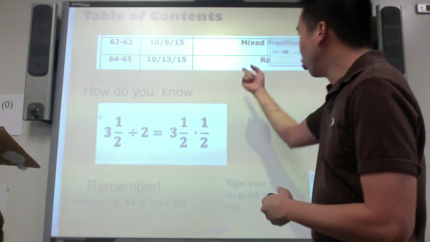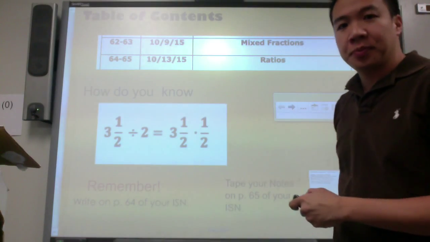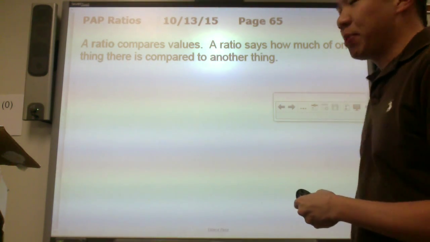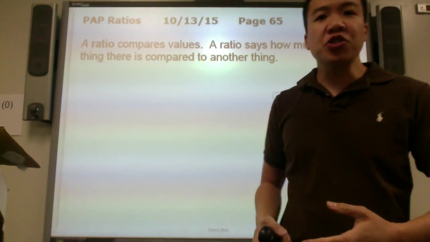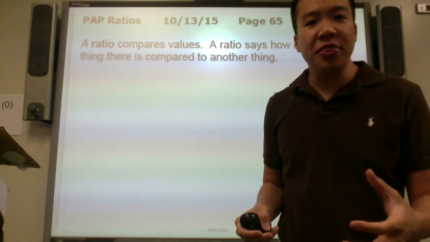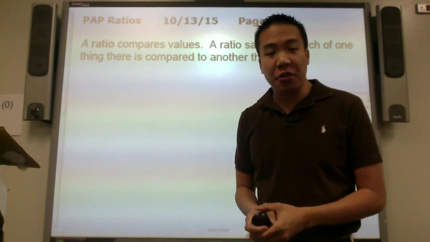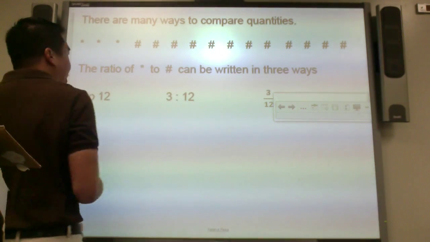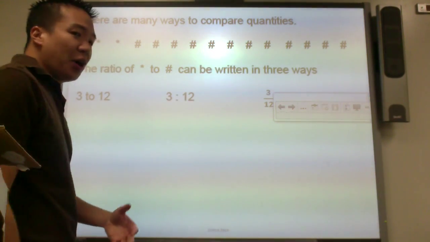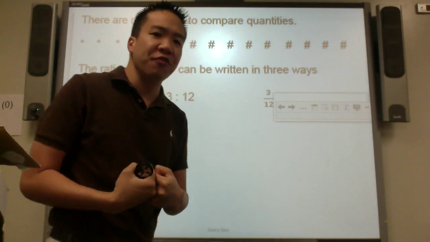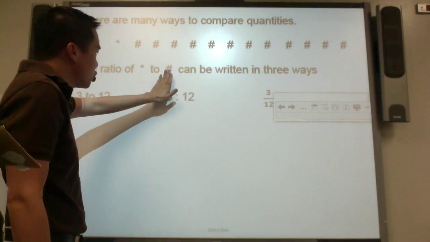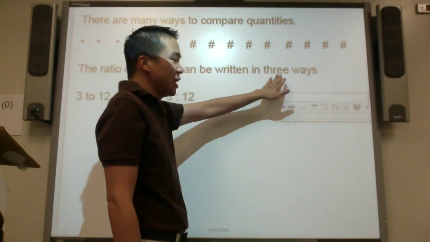Lessons over ratios. A ratio compares values. So a ratio says how much of one thing there is compared to another thing. For example, we have asterisks and we have the number symbol. If I would like to compare the two different values, what is the ratio of asterisk to number symbol that can be written in three ways?